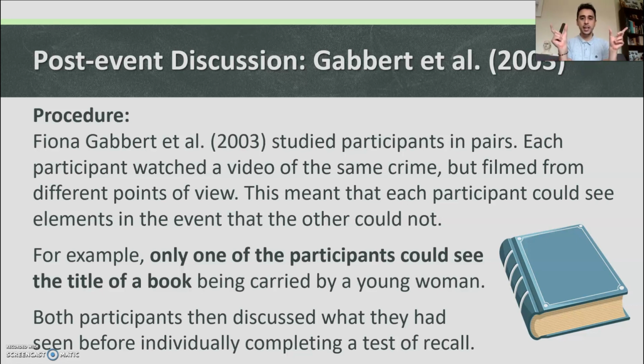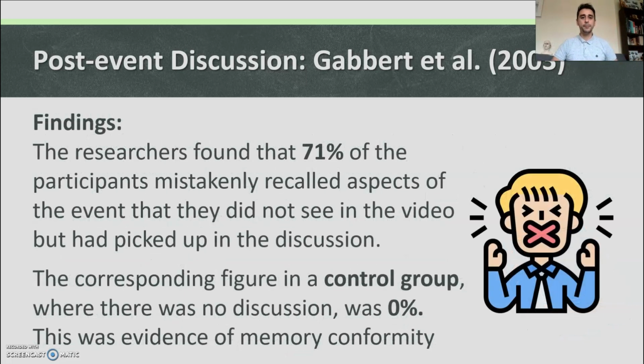So both had seen individual things of the same incident happening, however they saw from different angles, and only one could see certain elements, for example, the title of the book being held by the young woman, whereas the other one could not. They then had a discussion and they were asked questions about that.